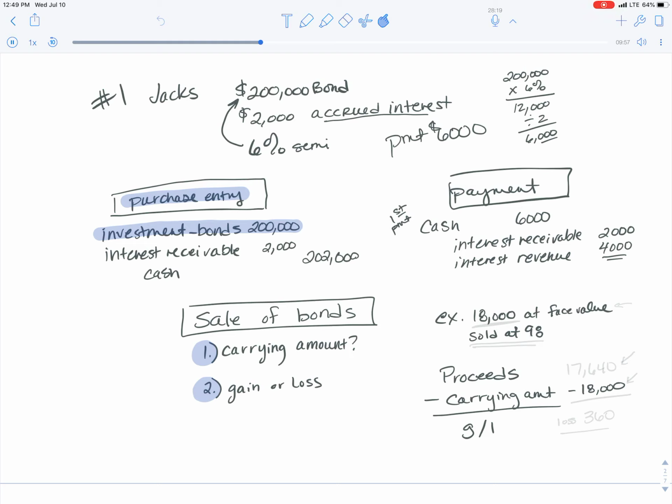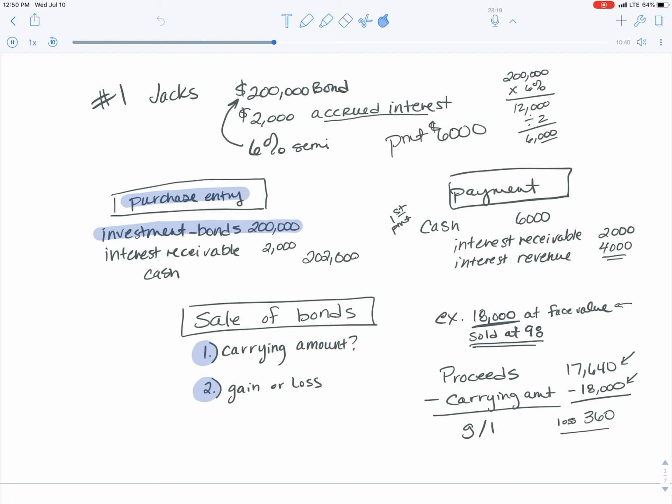Now proceeds is what did we sell this for? Well, we sold an $18,000 bond. We sold it at 98. Okay, so it was purchased at face value, so 100 essentially, and sold at 98. So put in your calculator 0.98 times 18,000. We got cash of 17,640 for this bond. So our loss is the difference. We got cash of 17,640, but we paid 18,000 for it. So we got less for it when we sold it than we paid for it.